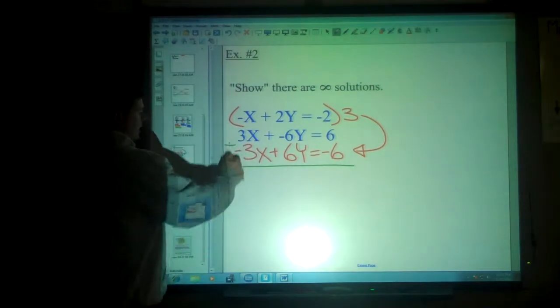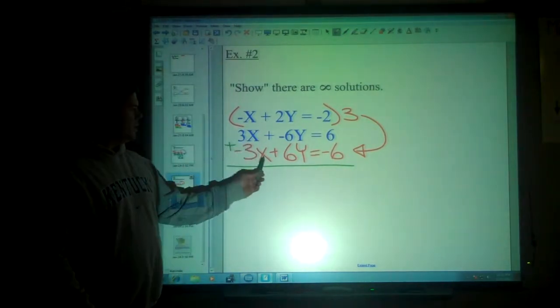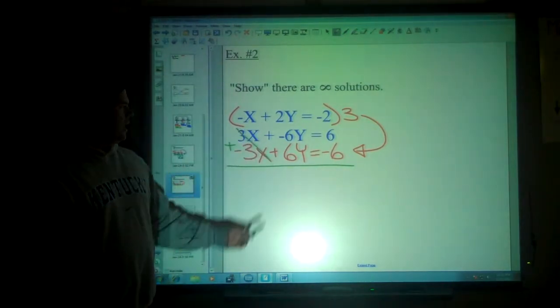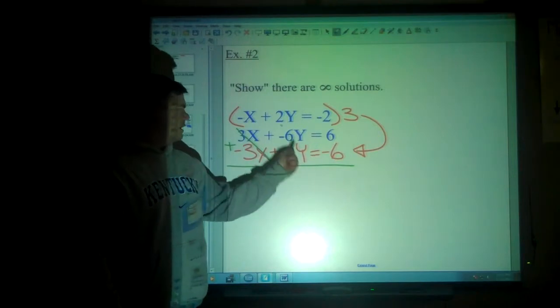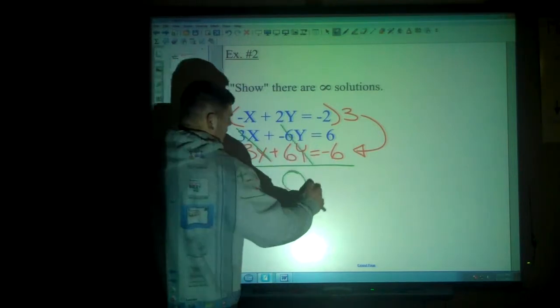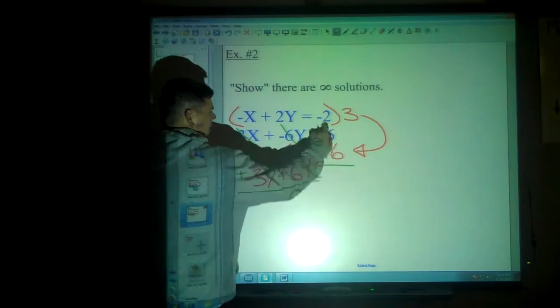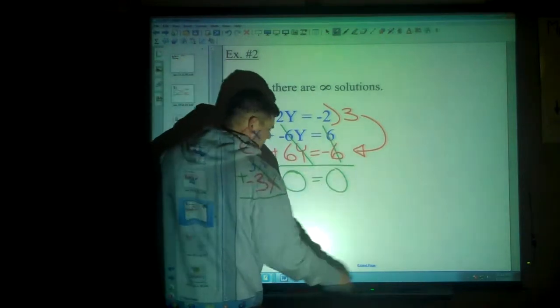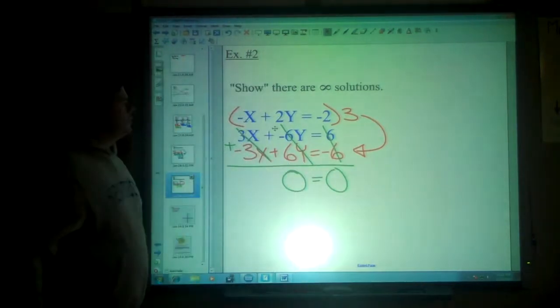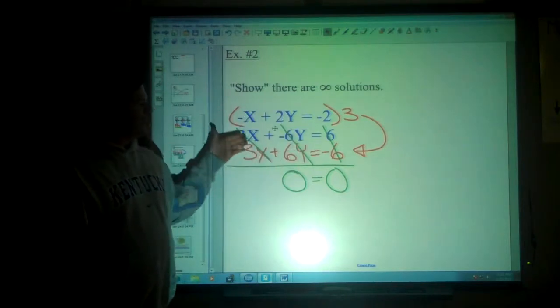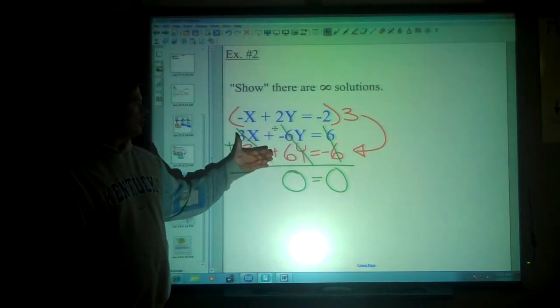Again, we go to put them together. The 3x and the negative 3x cancel. The negative 6y and the 6y cancel, so there's nothing on this side. And then 6 and negative 6 cancel. Since 0 is equal to 0, that means that these are both the exact same equation.